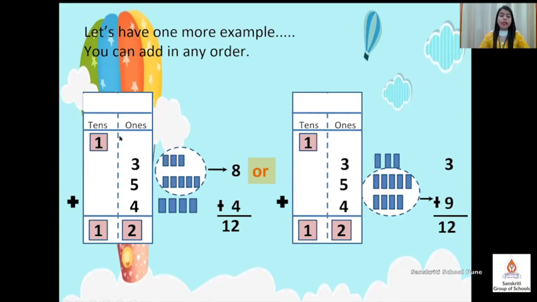Now let's add the 10's place. Now we have only 1 under 10's place and no other number is there to add. So we are going to write 1 as it is. The answer will become 12.